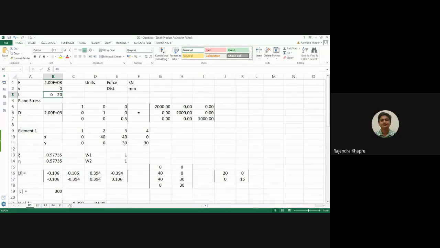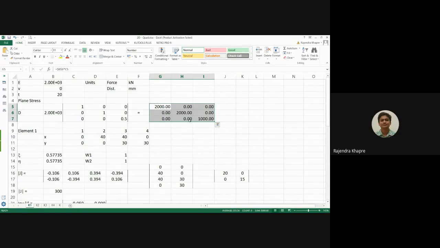Since this is a plane stress case, we already know the D matrix, which is nothing but your stress-strain matrix. There is a constant outside, E divided by 1 minus mu squared, and inside the matrix: 1, mu, 0; mu, 1, 0; 0, 0, (1 minus mu) by 2. We have already seen this, so based on this we have calculated the value of the D matrix.